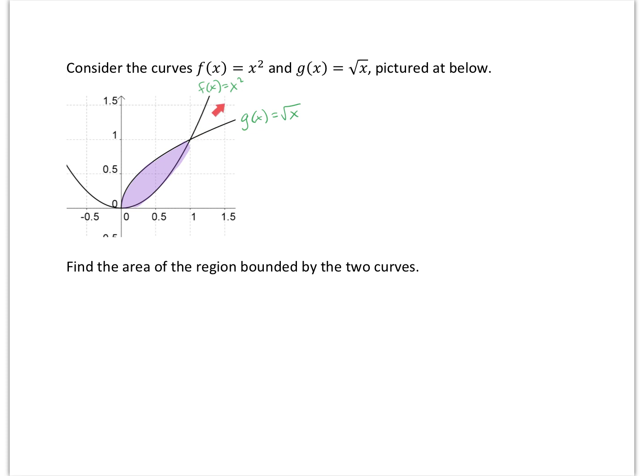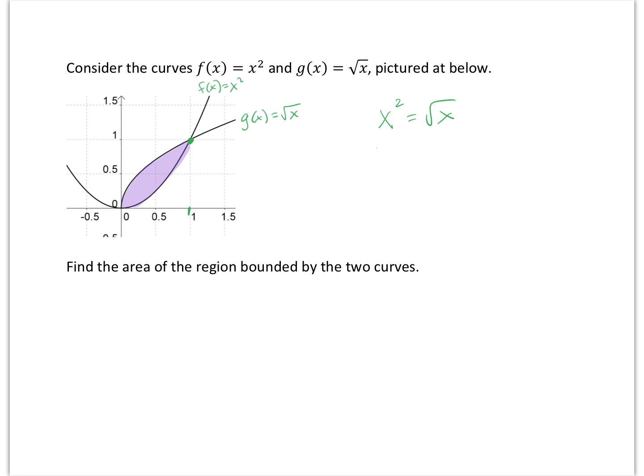So this area up here is also between the two curves, but those two curves keep getting further and further apart. So this is an unbounded region. Okay, so we want the bounded region between the two curves. So I need to know where they intersect. I can tell from the graph that that happens at 1, but if I didn't have a graph, I would just set x squared equal to square root x to see when they cross.